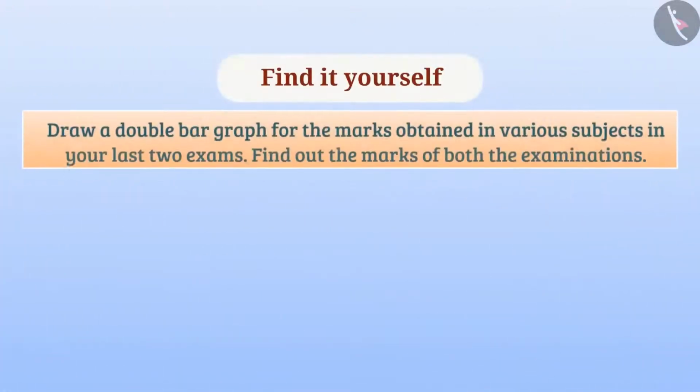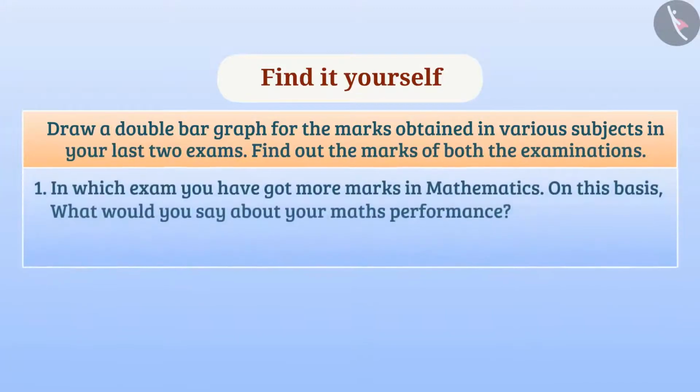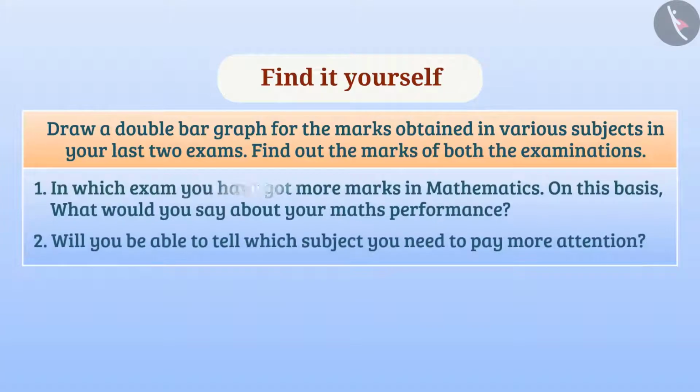Now, can you draw a double bar graph for the marks obtained in various subjects in your last 2 exams? Find out the marks of both examinations. In which exam you have got more marks in mathematics? On this basis, what would you say about your maths performance? Will you be able to tell which subject you need to pay more attention?